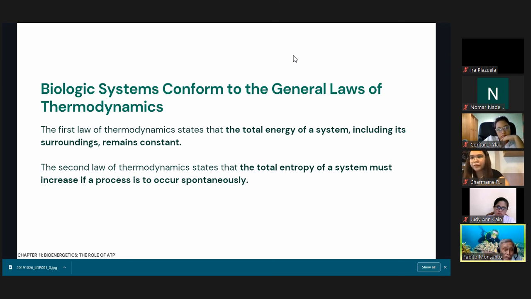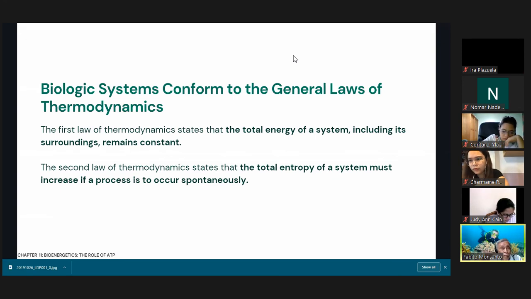All right. The second law of thermodynamics that we have to understand is that the total entropy of the system must increase if a process is to occur spontaneously. What is entropy? Entropy is a state of disorderliness. So if you increase the disorderliness of a system, a process is able to occur spontaneously.